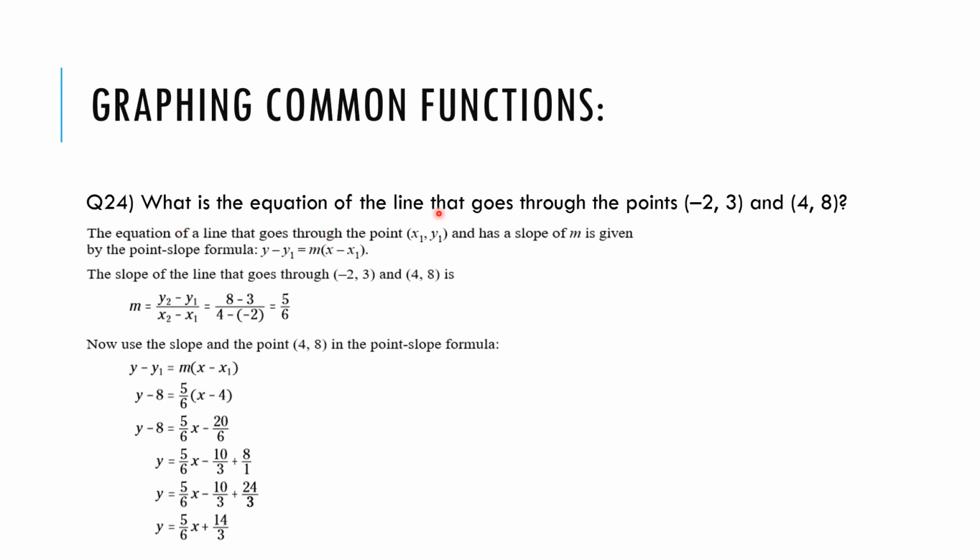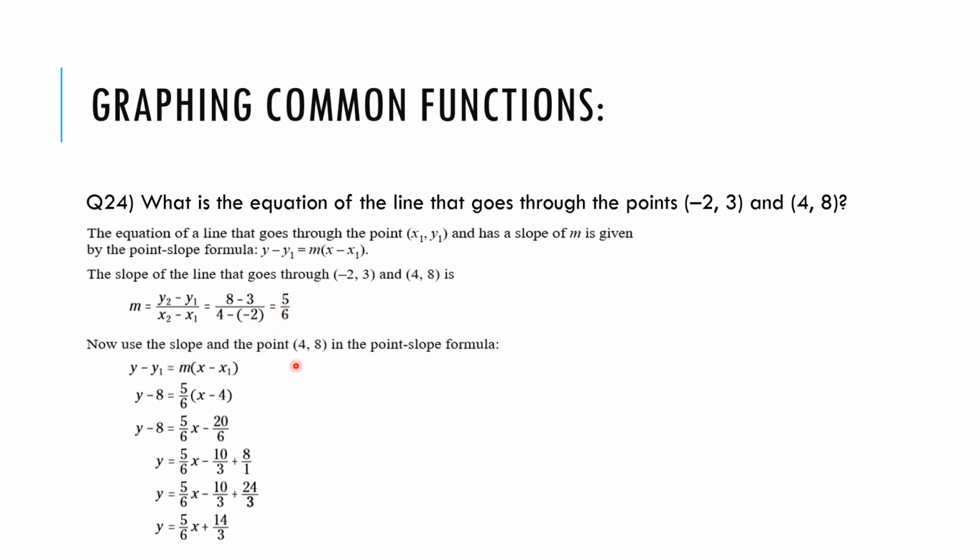What is the equation of the line that goes through the points minus 2, 3 and 4, 8? The equation of the line that goes through the point x1, y1 and has the slope of m is given by the point slope formula: y minus y1 is equal to m times x minus x1. The slope of the line that goes through minus 2, 3 and 4, 8 is y2 minus y1 over x2 minus x1 is equal to 8 minus 3 over 4 minus minus 2. That is 5 over 6.